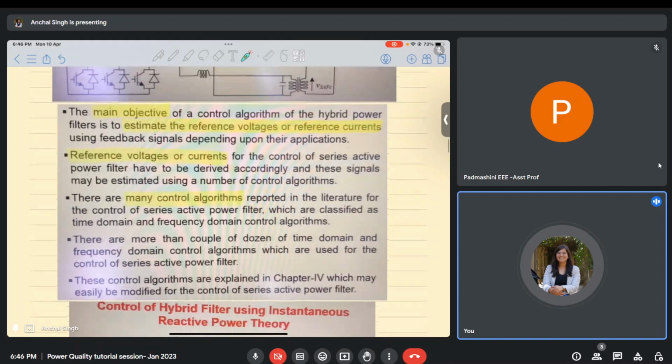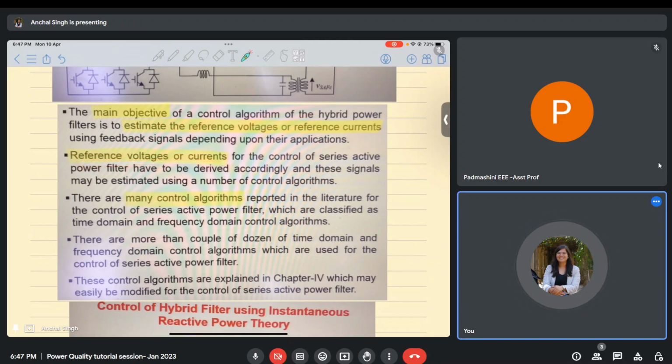So the main objective of control algorithm is to estimate the reference voltage and currents. After estimating the reference voltage and current, we'll be able to obtain the gating pulses, right? We have been looking at these control algorithms for quite some time now, and the main goal of these control algorithms is to generate reference voltage and current waveforms.